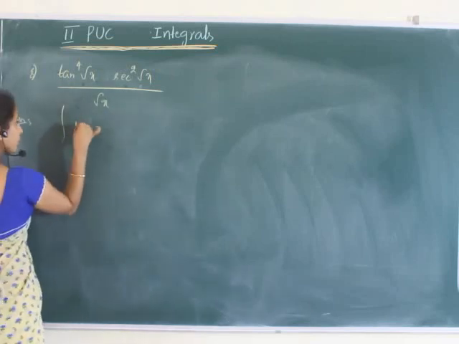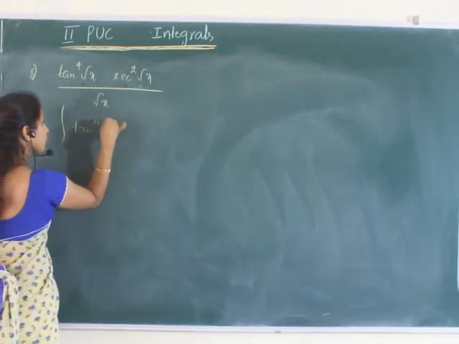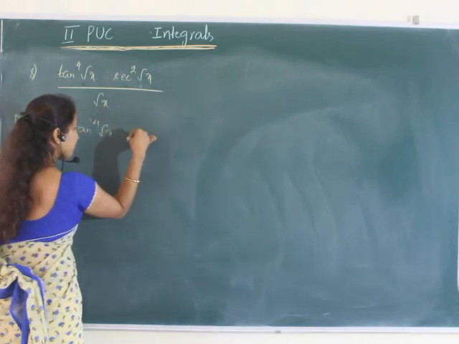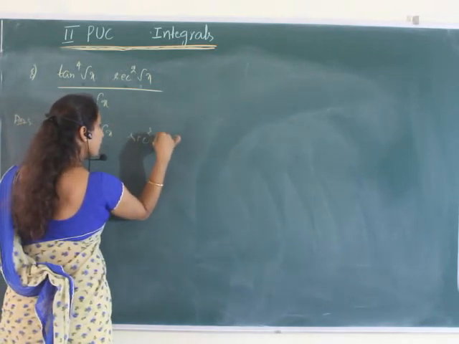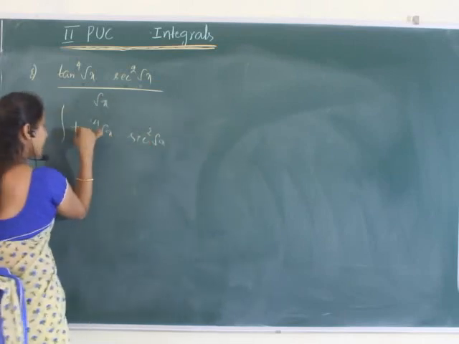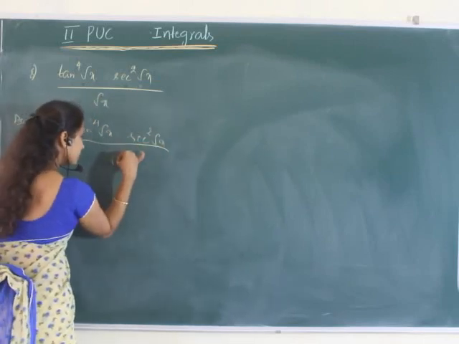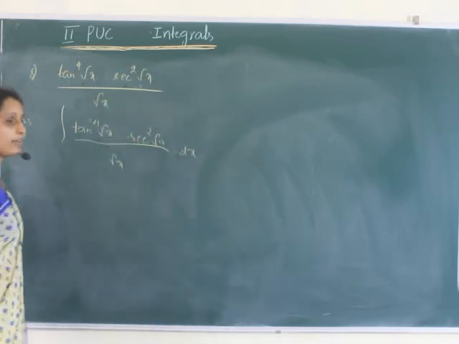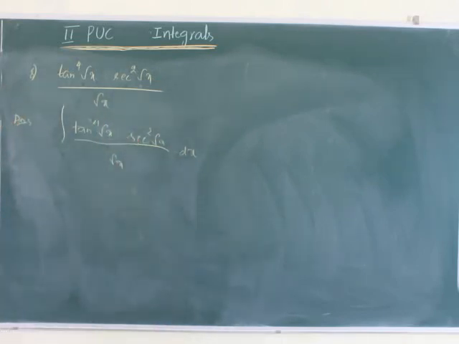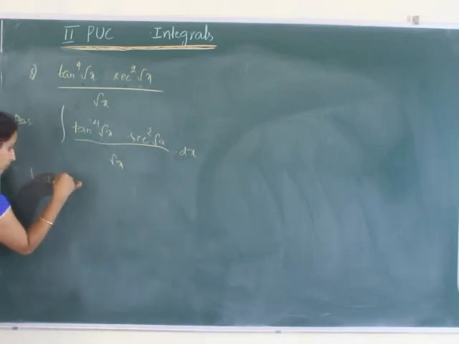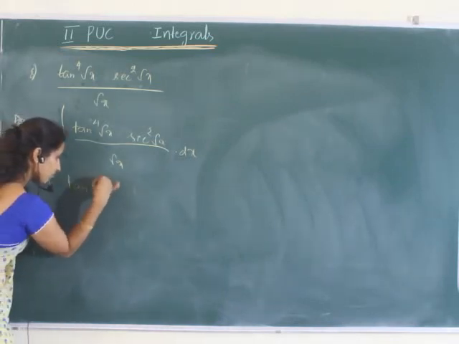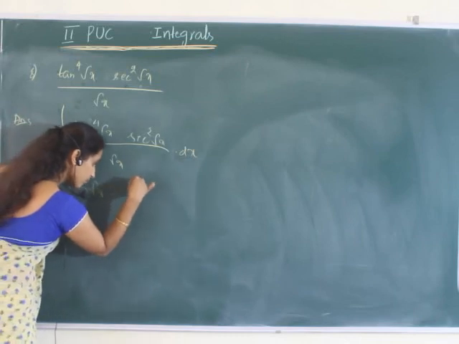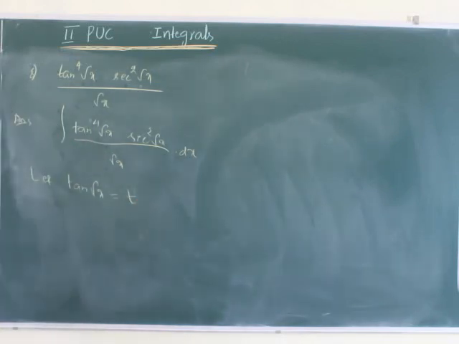Integral of tan⁴(√x) secant square √x divided by √x dx. So make a substitution for tan √x. Let tan √x equal t.